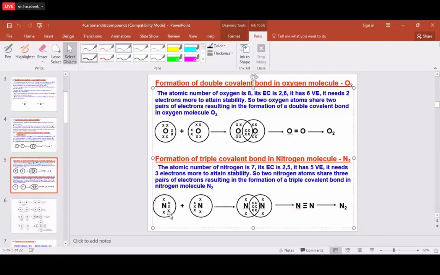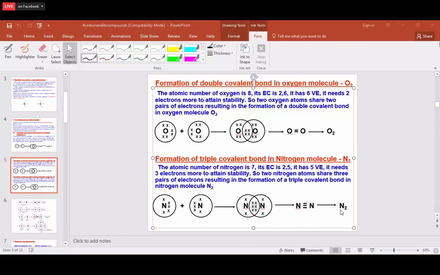So 1, 2, 3, 4, 5. It has 5 electrons over here. Out of the 5, 3 electrons it has to share with the other atom. The other atom is also nitrogen. This nitrogen also needs 3 more electrons to complete the outermost shell, so it also has to share 3 electrons with the other atom. Finally, this nitrogen is sharing 3 electrons, and this nitrogen is sharing 3 electrons. So it makes the triple bond N triple bond N. It's N2. So this is the triple covalent bond.